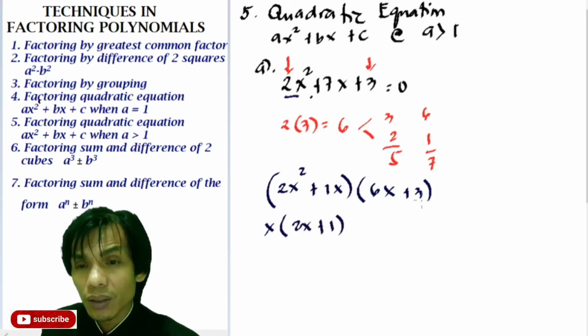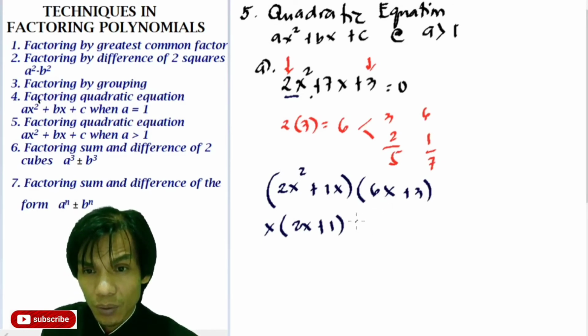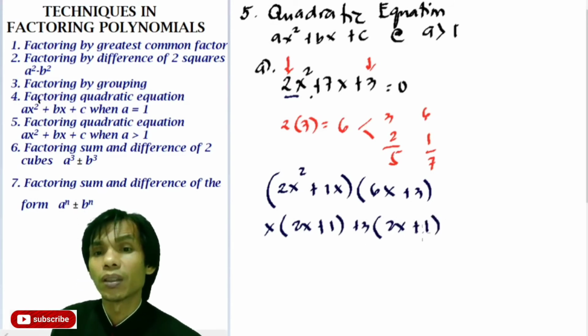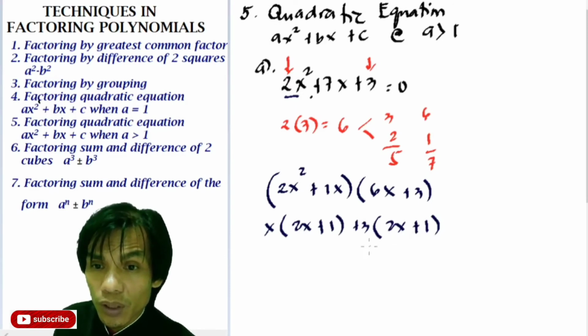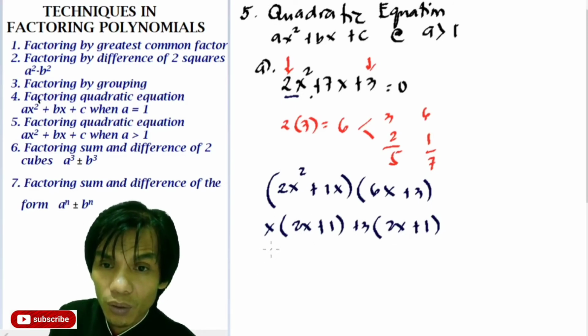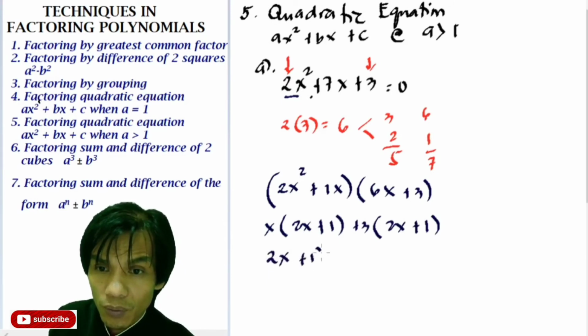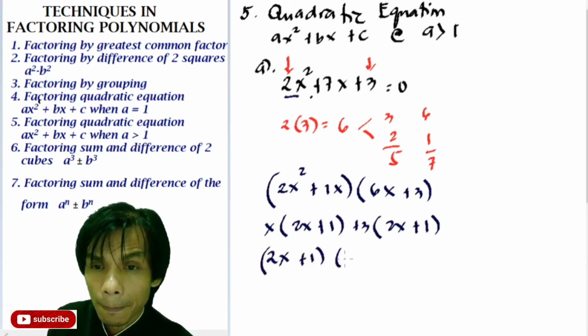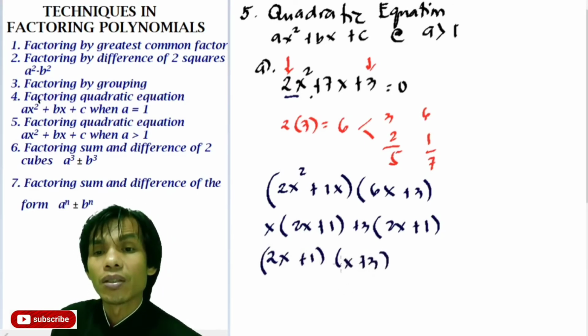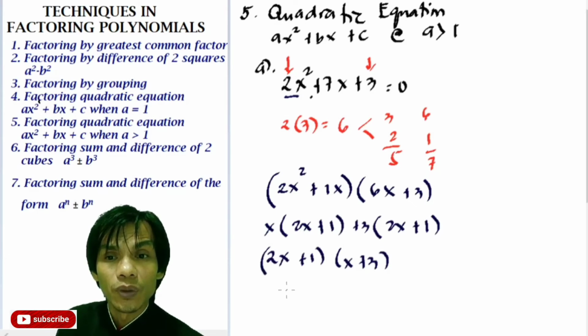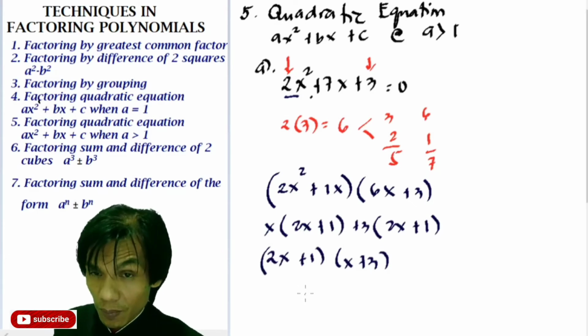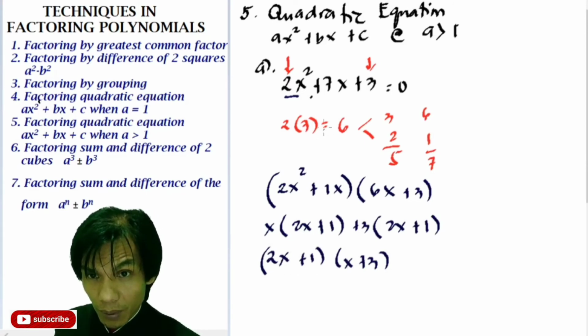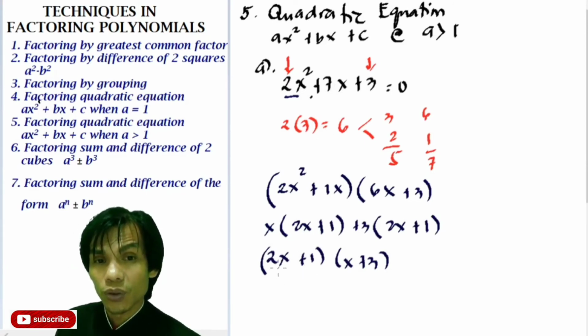Diba? Dito, ano yung kanyang GCF? 3. Okay? So, positive 3. Lagay natin. Ano natira? We have 2x plus 1. So, pagka pinag-multiply mo to, pupunta din doon. Ano napansin ninyo? Ito, common na siya, di ba? Dito sa dalawang to. So, ilalabas natin yung common. So, 2x plus 1. Ano natira? X plus 3. So, ito na yung factor niya. So, 2x plus 1 times x plus 3. Pag pinag-multiply nyo to, babalik siya dito.